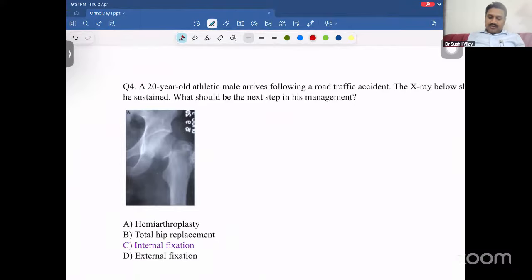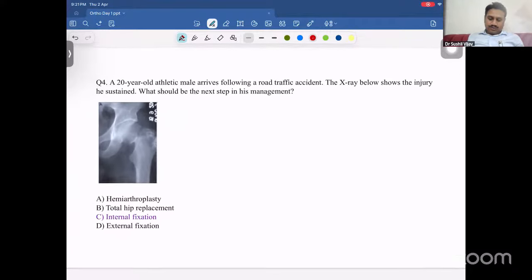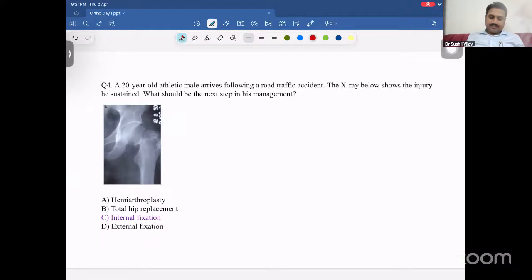A 20-year-old athletic male arrives following RTA. X-ray shows the injury he sustained. What should be the next step? What will you do in this? Here we can see again a fracture neck of the femur. And fracture neck of the femur is of what type? What kind of fracture is this? Neck of femur is of how many types?